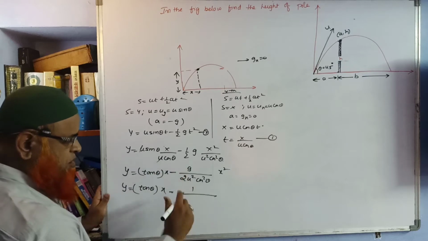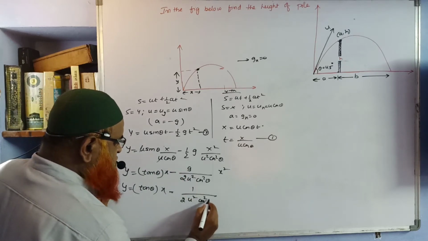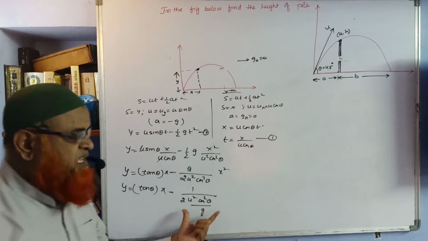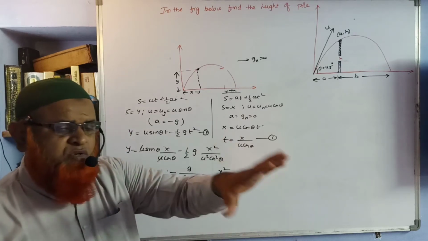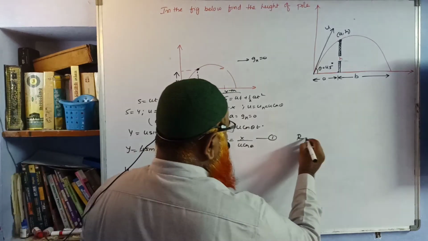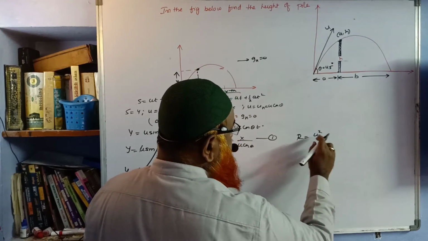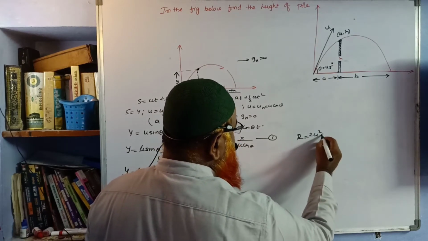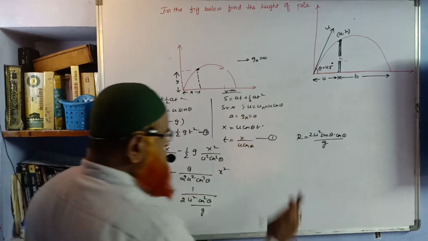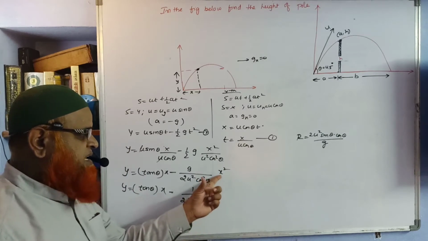This g goes to the denominator here, so you can write 2u square cos square theta by g now. In the denominator, you should get the formula for range. And you know the formula for range: range is nothing but u square sin 2 theta by g, which means 2 sin theta cos theta by g here.